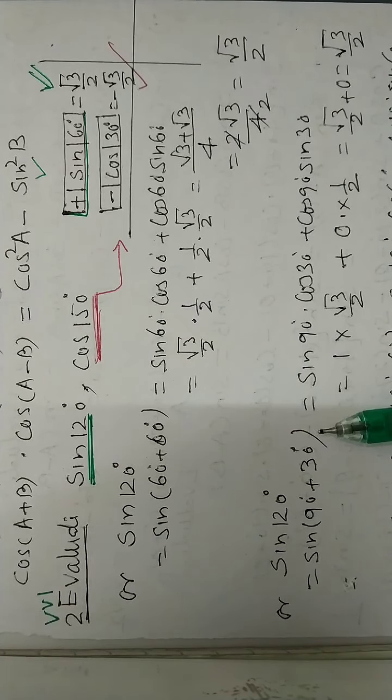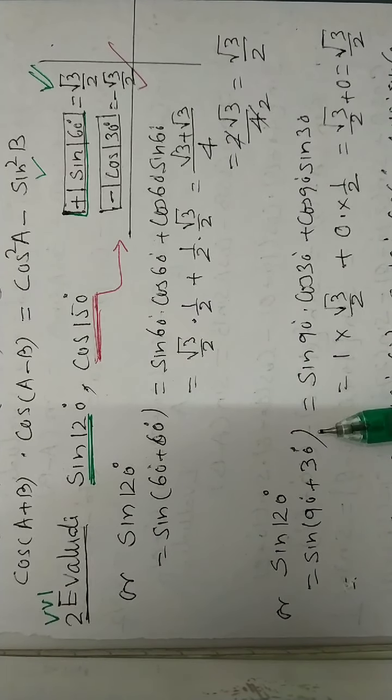Sin 90, cos 30, cos 90, sin 30. Put the values, simplify to get the answer. 180 minus 60 is also 120. So break this: sin 180 is 0, cos 180 is minus 1, simplify, get the same answer. For cos 120, write 180 minus 60 and break by cos A into cos B minus sin A into sin B. Write the values: cos 180 is minus 1, cos 60 is half, sin 180 is 0. So this is your answer.